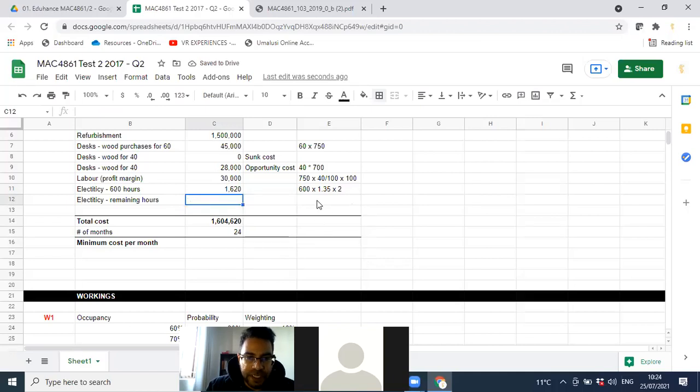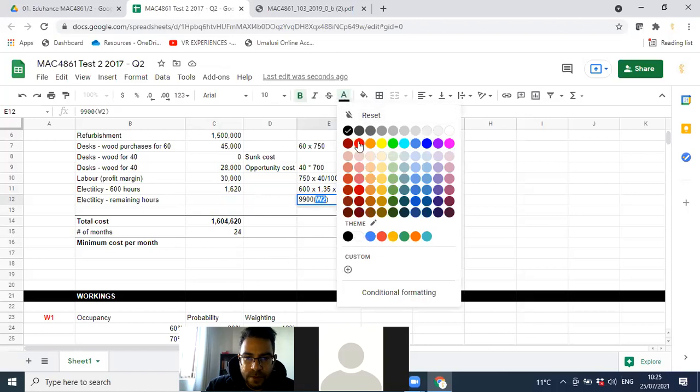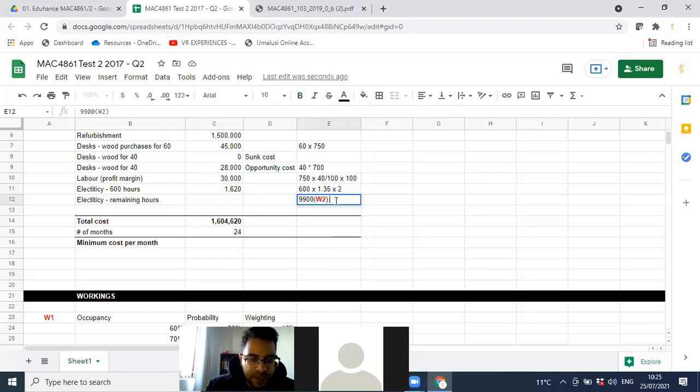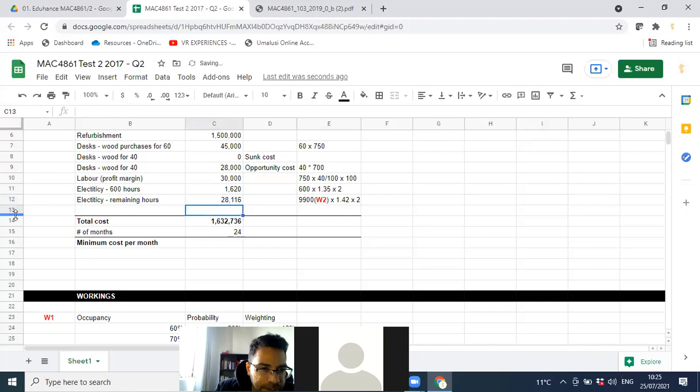Okay, then over here, it's going to be 9,900. So you can tell them over here, working 2, multiplied by 1.42, I think, also for 2 months. Okay, multiplied by 2. So now we will say over here, it is equal to 9,900 multiplied by 1.42 multiplied by 2 months. Okay, so there we go.